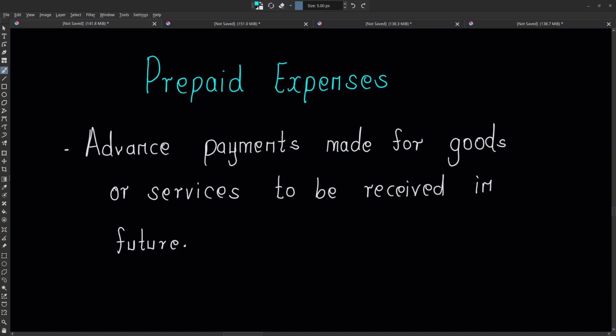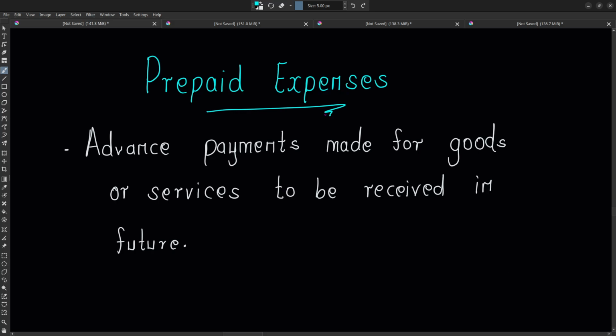Hello, today let us get an understanding of what we refer to as prepaid expenses, okay? And you will find these under accrual accounting because of the matching principle, okay? Once we get to do a practical example, you will understand what we mean by the matching principle.